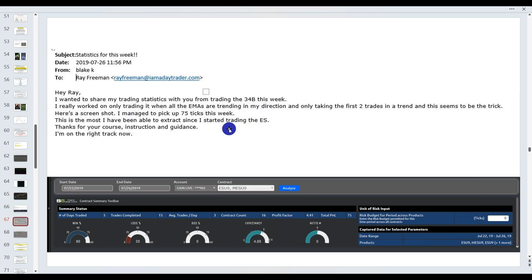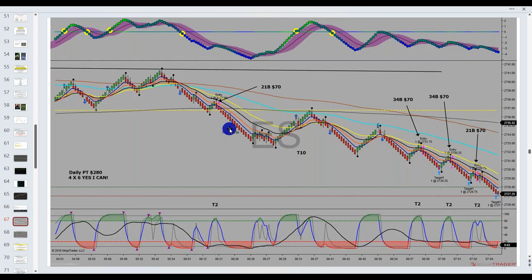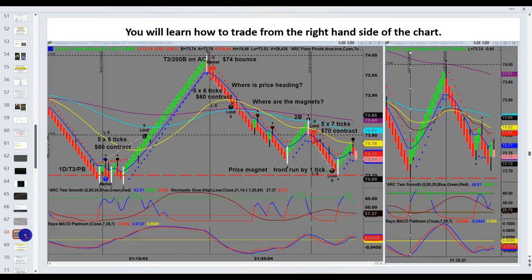Look, I could just go on and on with these, but that's not what I want to show you here. What I do want to show you is you can keep it simple and every one of these, that's a 34, that's a 2B, that's a 2B, 34, 34, 34, are mechanical rules-based entries.